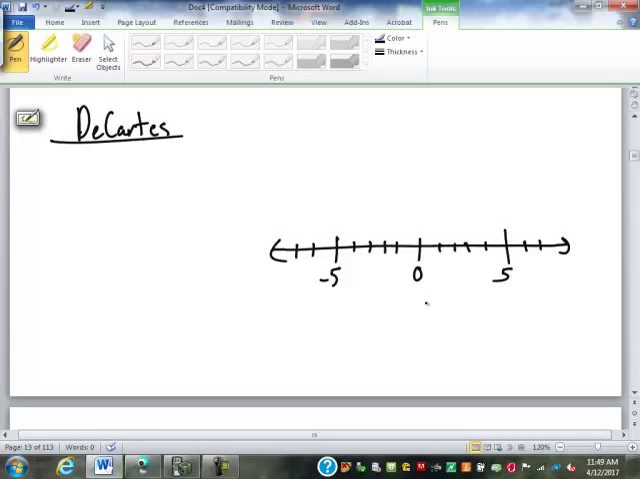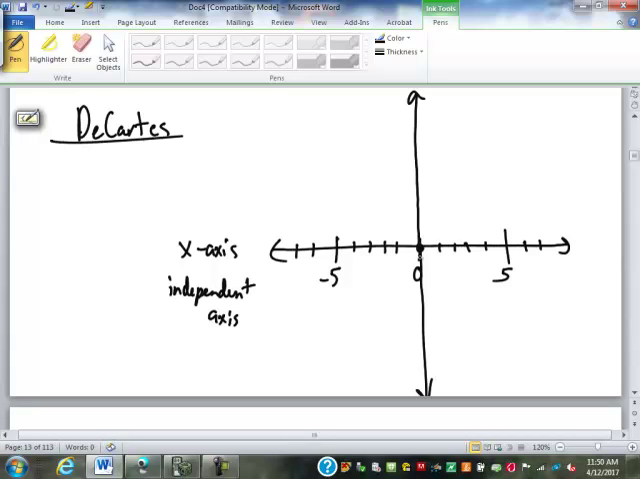Just like any other number line. And we're going to label that the x-axis or the independent axis. And then we're going to take a second number line, and we're going to start it at the 0 of this number line, and we're going to go vertically instead of horizontally. So the 0 of that second number line is going to be at the 0 of the first one. And we're going to number positives going up now instead of to the right, and negatives going down now instead of to the left.